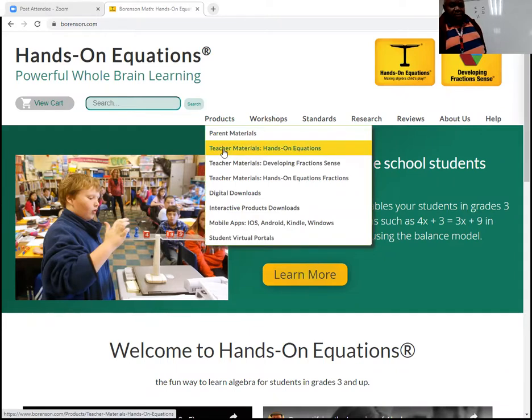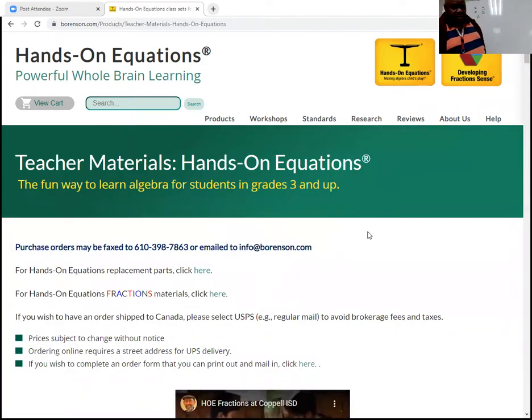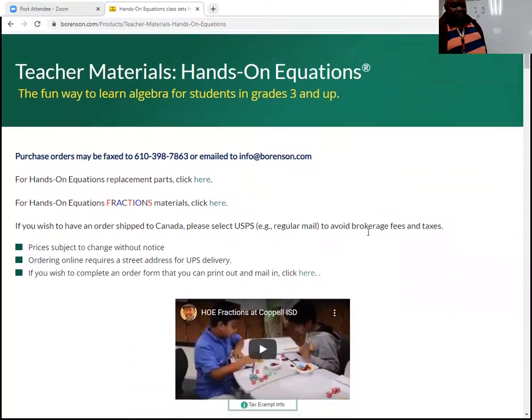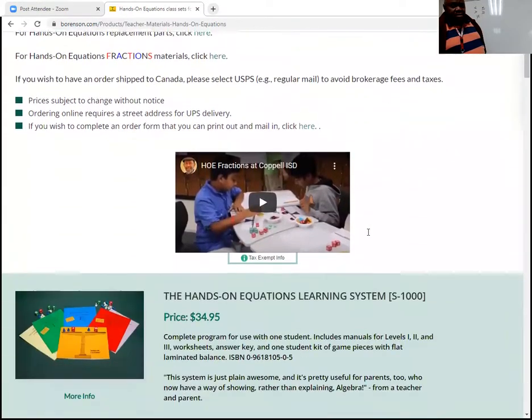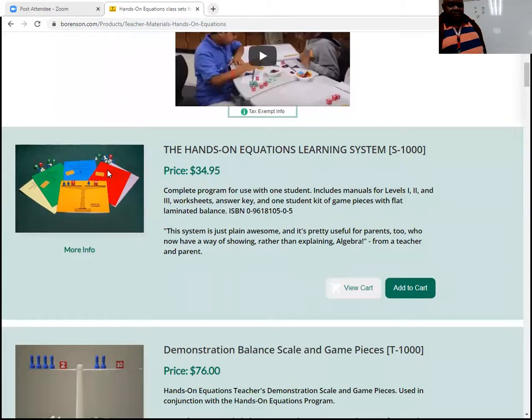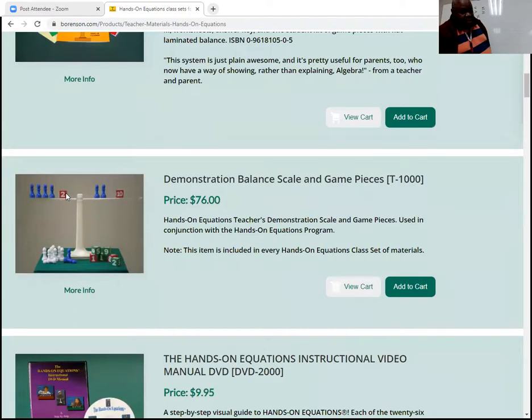I think there are some parent materials, and here are some teacher materials. I'll click on that. They're just showing you some manipulatives that can be used. Here's how they demonstrate the balance scale, and they use game pieces like chess pieces. I think the ones in blue represent the variables, and the white ones represent variables, and the blocks have numbers on them.